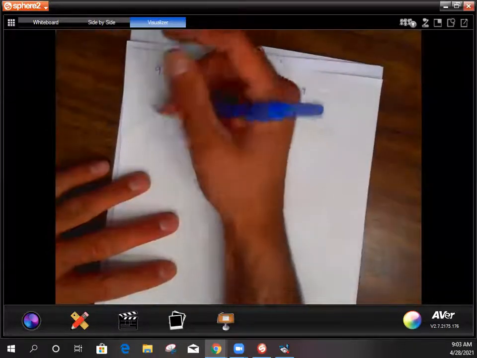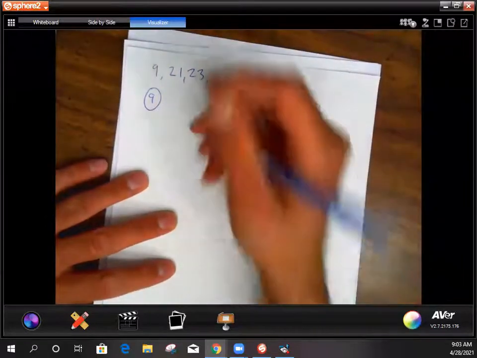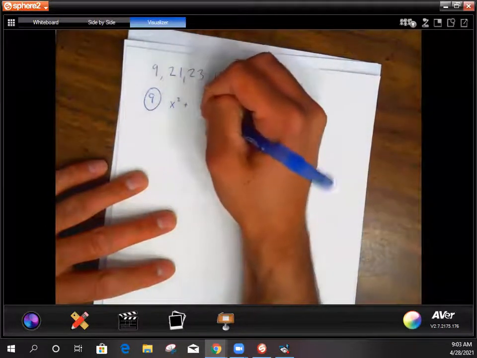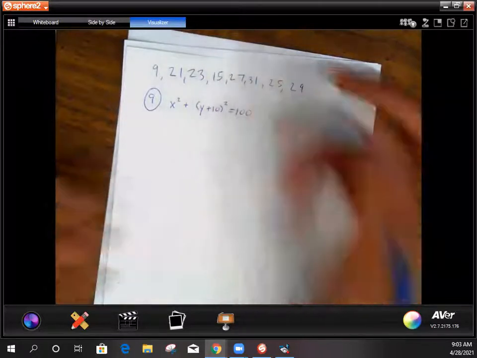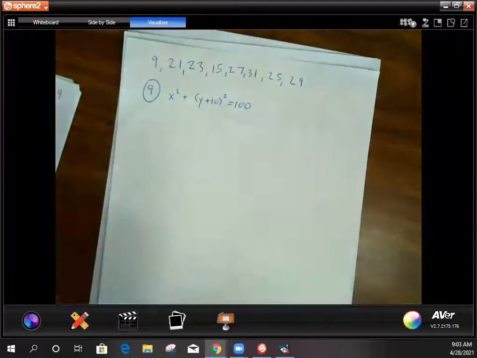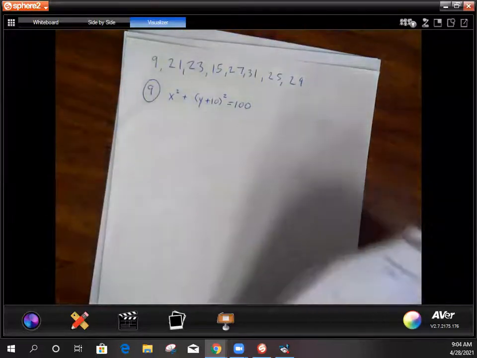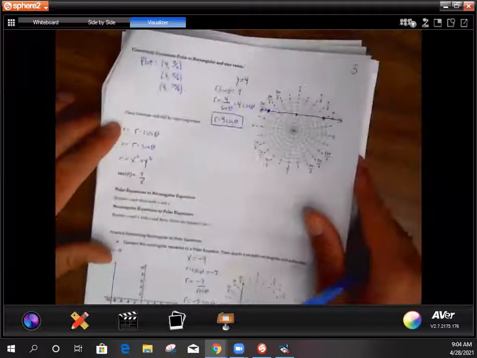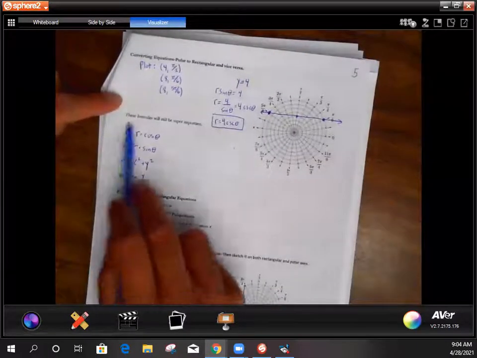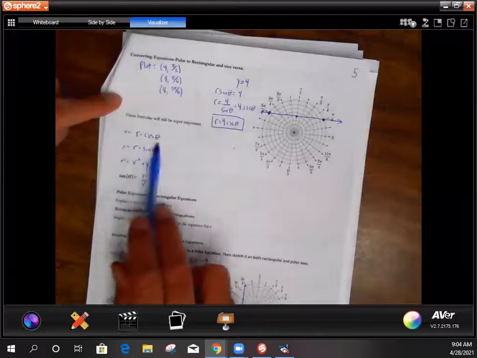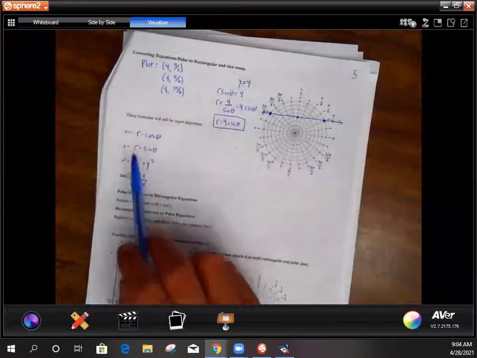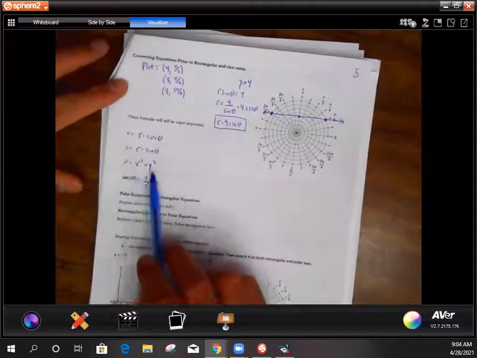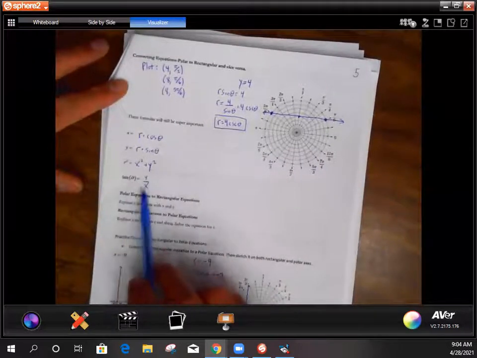All right, so for number 9, we got x squared plus (y plus 10) squared is equal to 100. When we're converting from polar to rectangular or rectangular to polar, in my mind, I'm always going to refer to these, and this is how we can convert from one to the other because they're equal. This is on page 5 of the notes. So x is r cosine theta, y is r sine theta, r squared is x squared plus y squared, and tangent of theta is y over x.